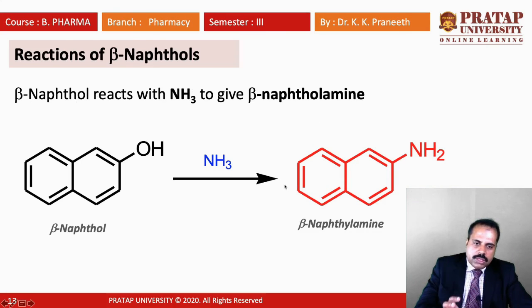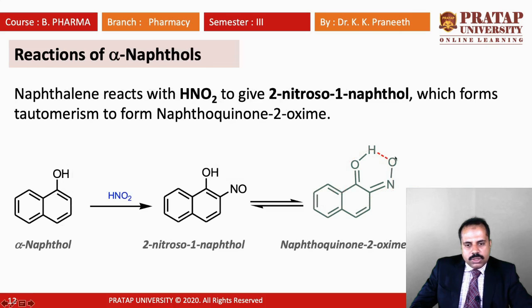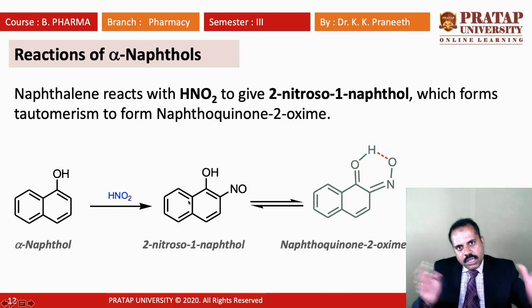Also, beta naphthols are used as dyes. Alpha and beta naphthol can be used as dyes, because you can see the naphthalene has two aromatic rings, so it gives nice color if we put some functional group like an OH group, nitro group and so on. So, these intermediates are useful to make dyes. These are the two important reactions of alpha and beta naphthol. One is to get beta naphthylamine, and the other one is to make the nitroso compound, which then rearranges to form the oxime.